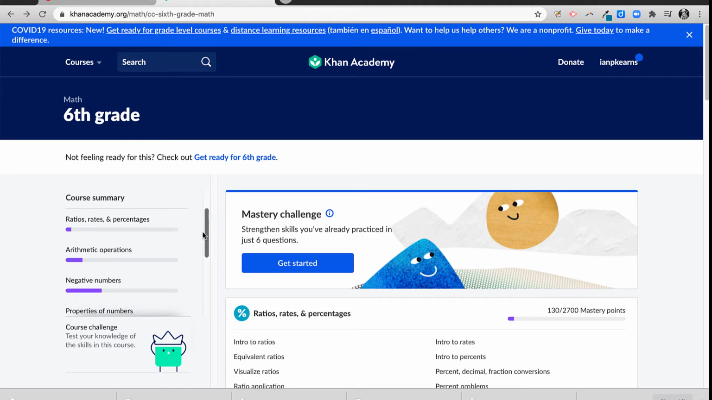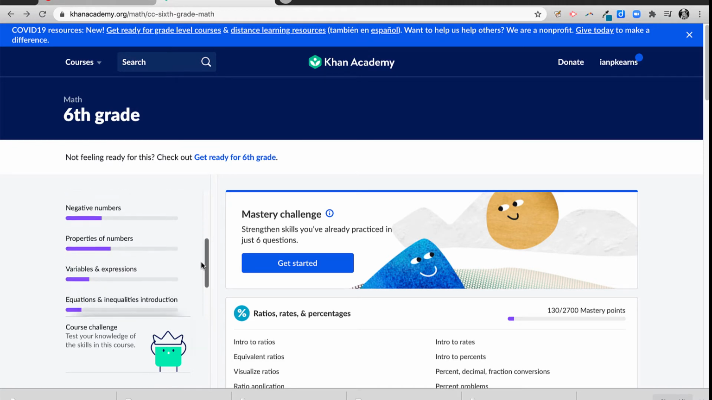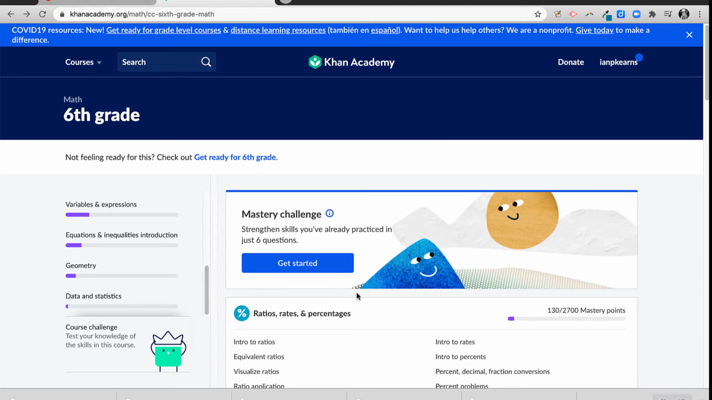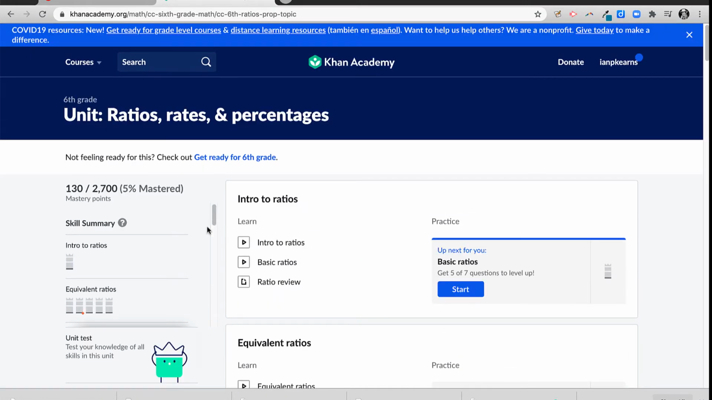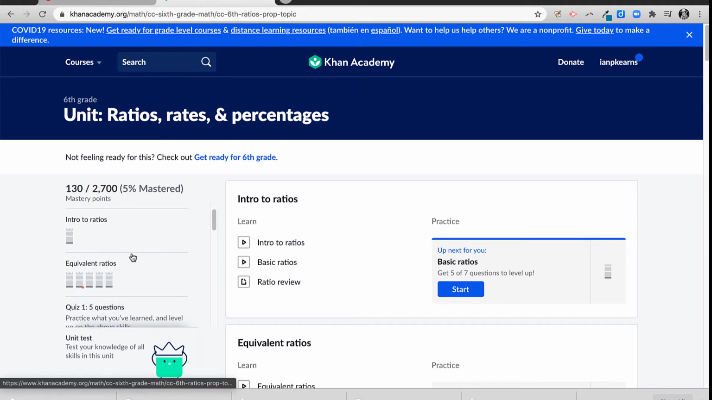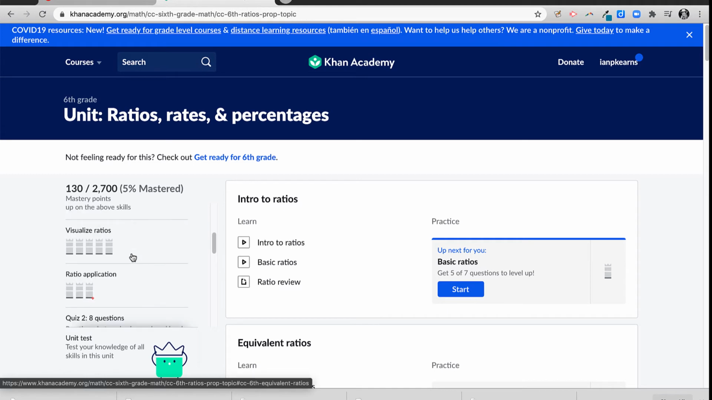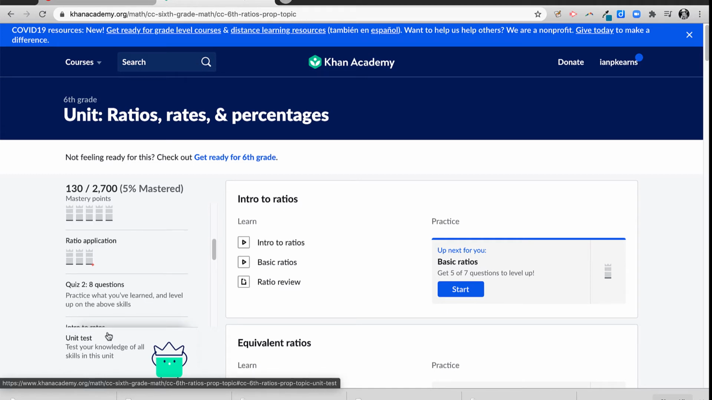If you don't want to take the full 30 question test, you can also select the units of study within the 6th grade here. Here is the unit for ratios, rates, and percentages. Off to the left, you can see your mastery points for the skill here, and skills within the unit are underneath it. There is also a unit test if you want to focus on testing a particular topic.